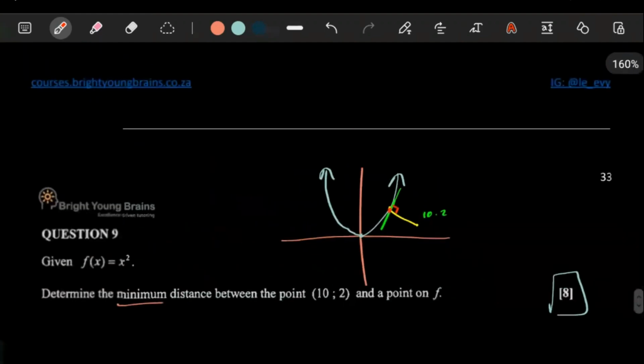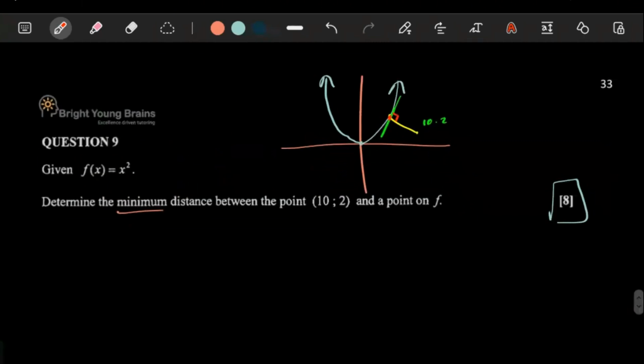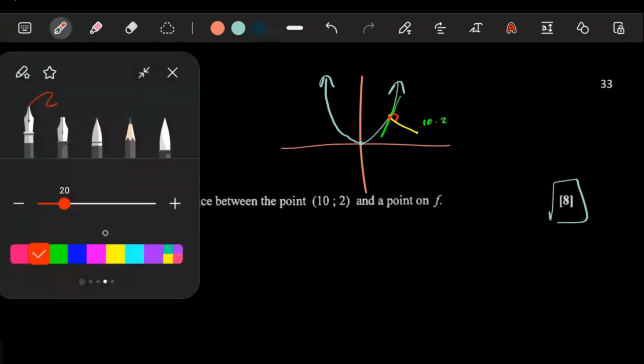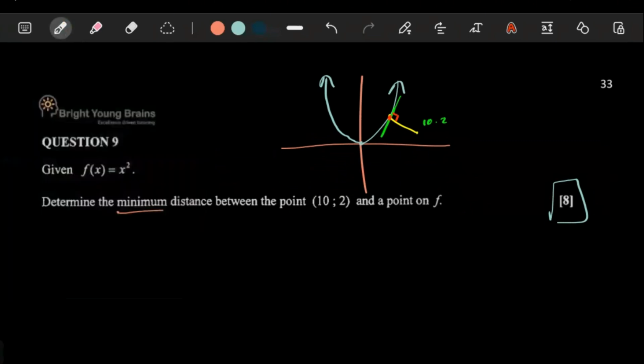So I can see why this is like an 8-mark question, because it seems like we're going to need to do a bit of, yeah, we have to be very thorough, otherwise our hard work will just go to nothing. But let's see what we can do. So the first thing is, let's see here. It's an 8-mark question. Determine the minimum distance between this point and a point on F.